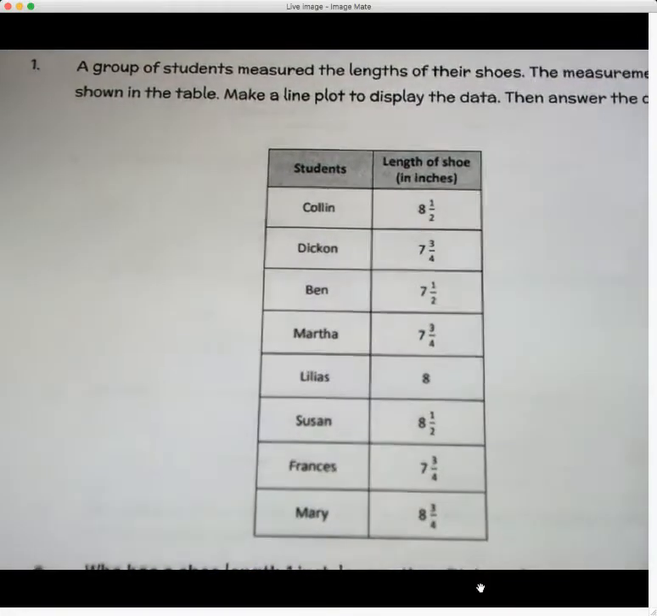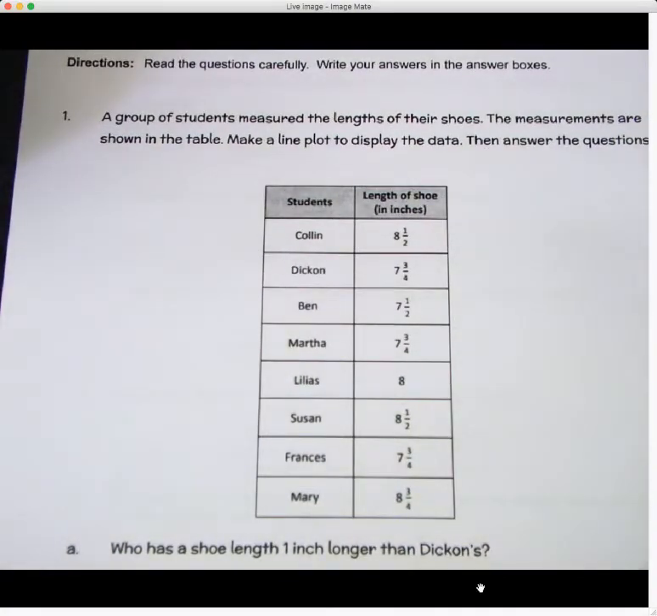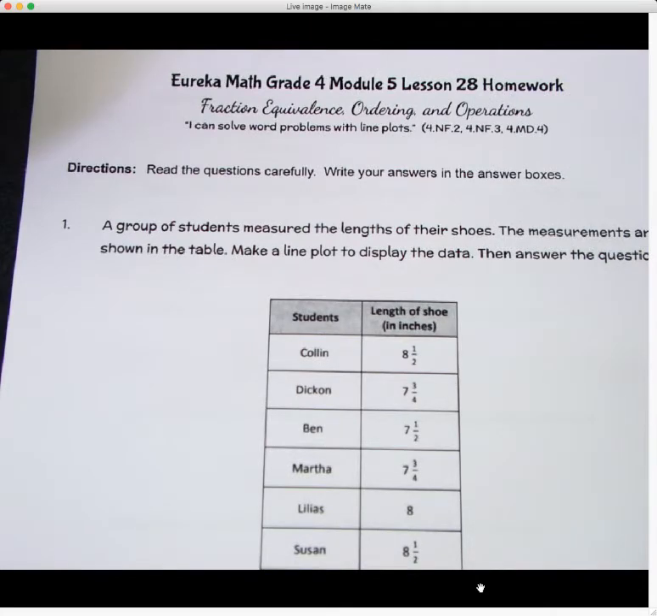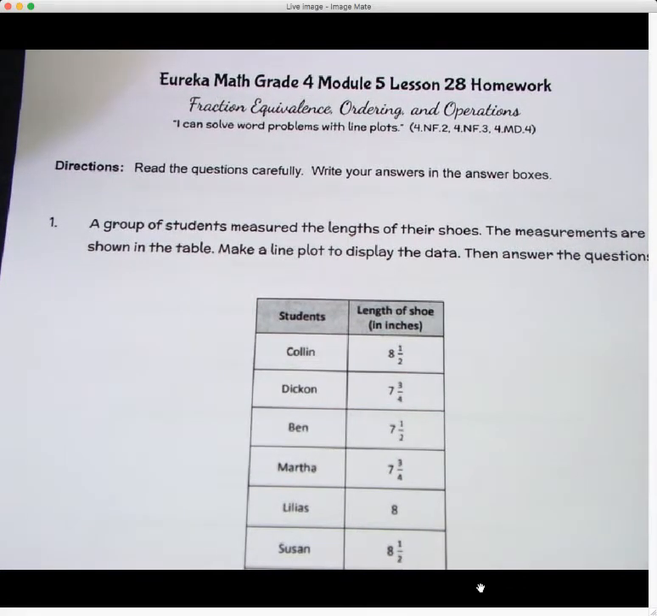Okay, well, we are looking at some data today, and then we're answering some questions. So we can solve word problems with line plots. We're just going to make sure we can solve these word problems today, okay? Mr. Walker showed you a line plot. Here's what we're going to do today.